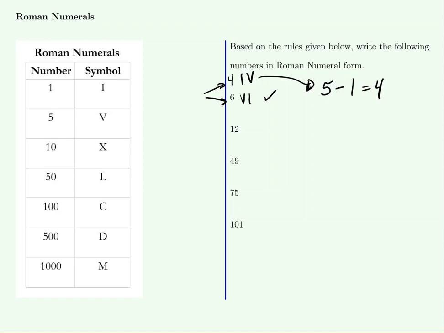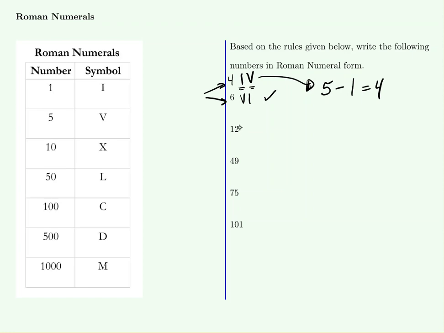So whenever you're looking at Roman numerals, you first need to ask yourself, are they in order largest to smallest? If not, realize anything that's out of order has this implied subtractive feature where you take the larger number and you subtract the smaller number to see what it represents.